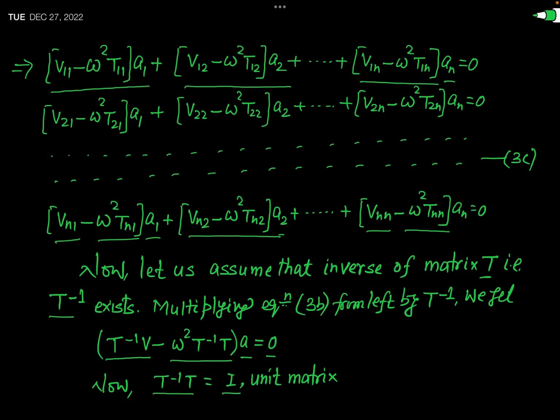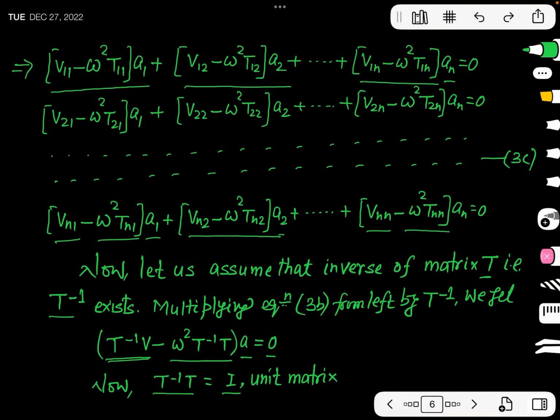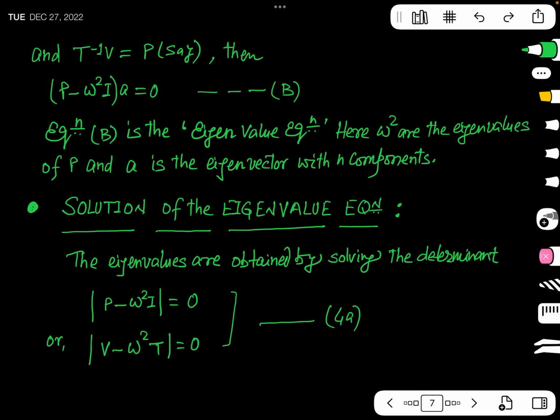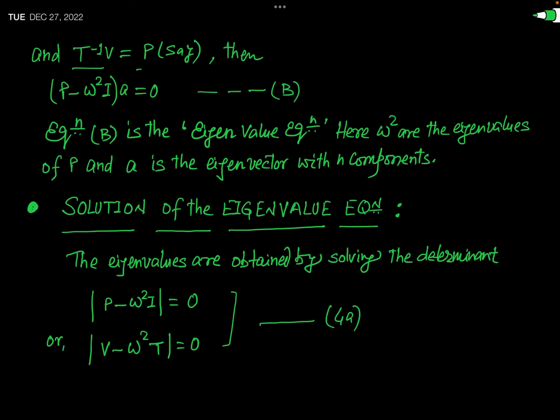And we also assume that this T inverse V is equal to P. You can see I have written it here. So that equation can be written like this: P minus omega square I, A equal to 0. In fact, this equation you can write like this: P A equal to omega square I A. This is just an eigenvalue equation.